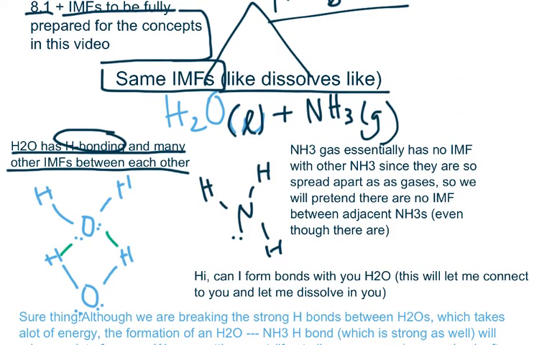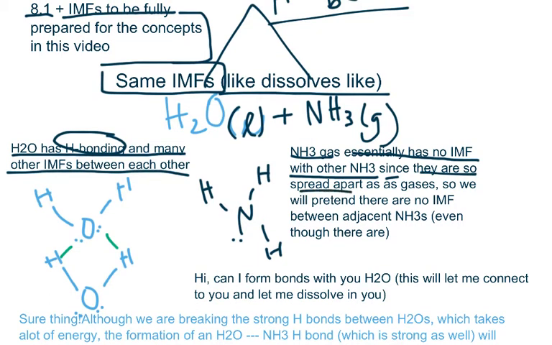Now, we have NH3 gas. Unlike the liquid water, which has really apparent intermolecular forces, the NH3 gas has essentially no intermolecular forces with other NH3 molecules, since they are so spread apart as gases. So we will pretend that there are no intermolecular forces between adjacent NH3s, even though there might be, but we are not going to consider that to simplify our model.